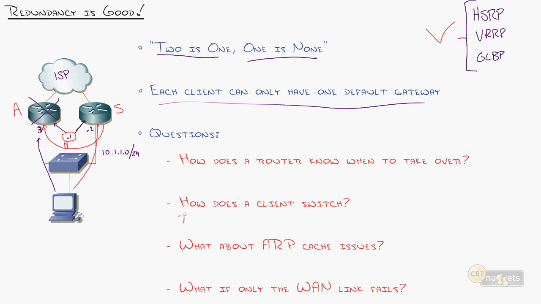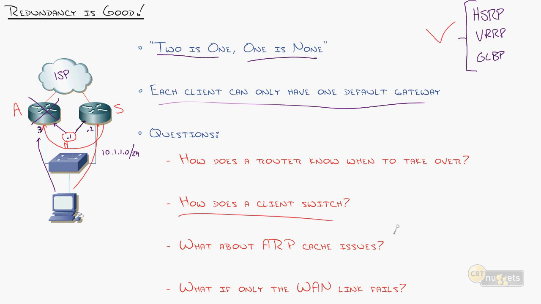Now, how does the client switch? I mean, what needs to take place? Well, the good news is from the client's perspective, nothing has to happen. He's configured to go to the .1 IP address. The switch really happens on the gateway. So the clients are just going to the .1 like they always have.